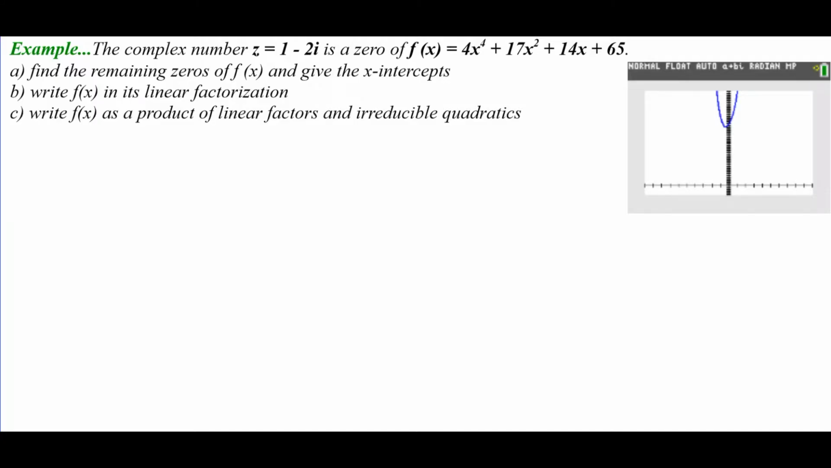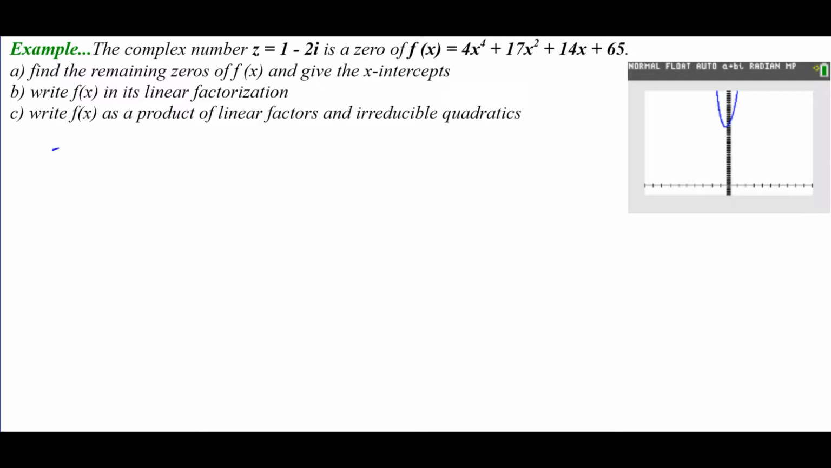Example's a little different as they give us one of the complex zeros. So they tell us the complex zero, 1 minus 2i, is a zero of this polynomial. We need to find the other remaining zeros and do the linear factorization, and then also write it as a product of linear factors and irreducible quadratics, which essentially means to use real numbers. From the graph, we can see that there are no real zeros of this polynomial, so everything is going to be complex. So we're going to start with the zero that they gave us.